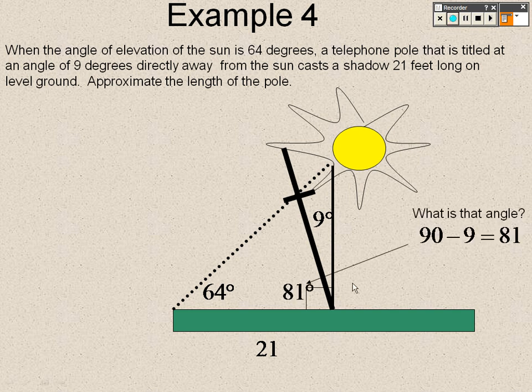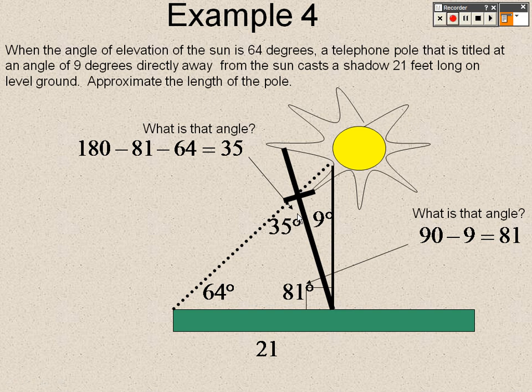So that's 81 degrees. And it says that the sun casts a shadow on the ground that's 21 feet long, so that's why I know that that's 21 feet long. Just like before, I can also find out what that missing angle is, because if this whole thing is 180, I can take 180 minus 64 minus 81 to get that that is a 35-degree angle up top. So all I need to do is approximate the length of the pole is basically what we're trying to do here. So I need to find x.